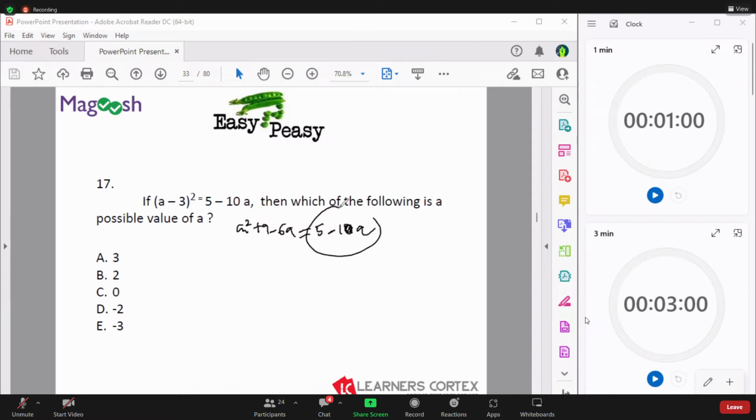We first of all expand a minus 3 whole square, and then what we can do is take all the right hand side values to the left. This gives us a square plus 4a plus 4 equals 0. So the factors are a plus 2 and a plus 2. Since it is a plus 2 and a plus 2, minus 2 would be the answer. Minus 2 would be the root. Next question.